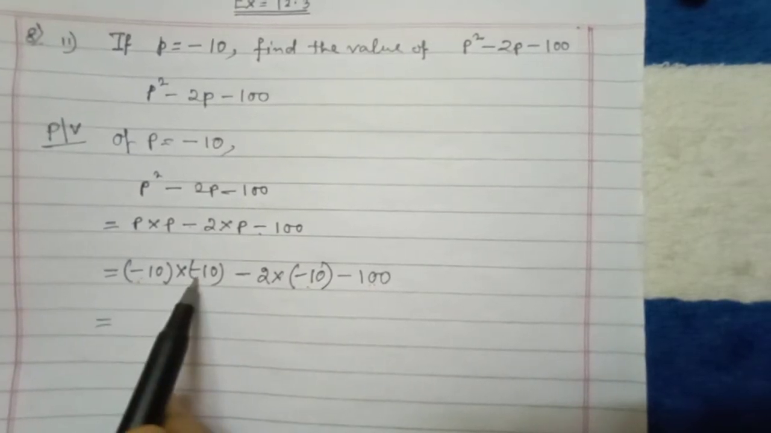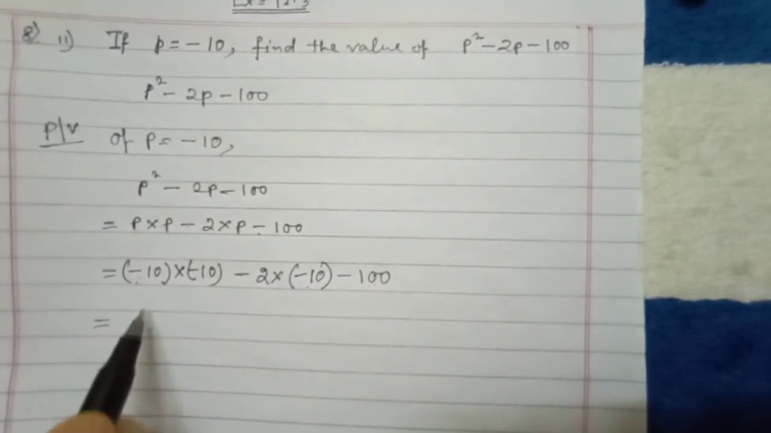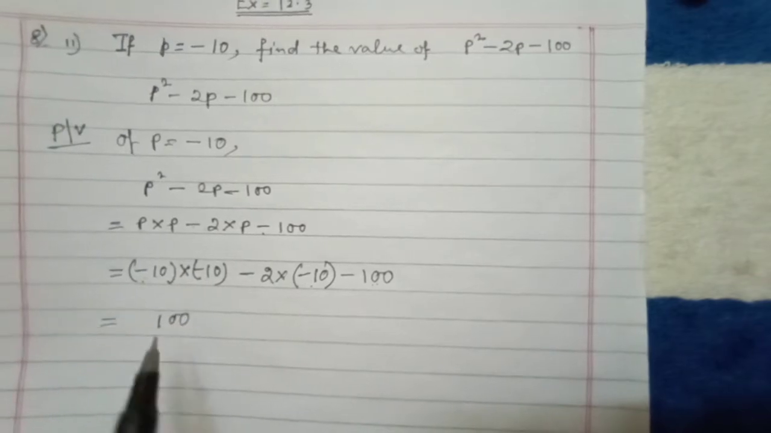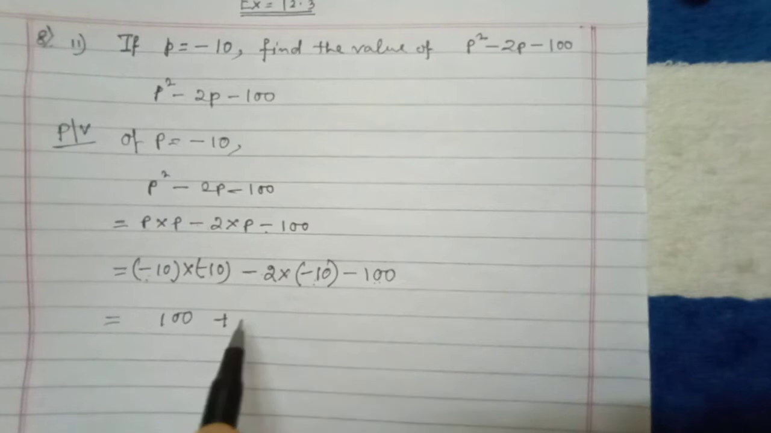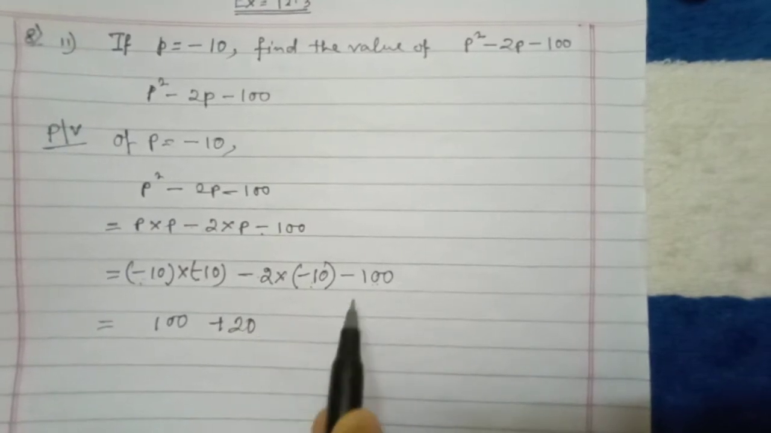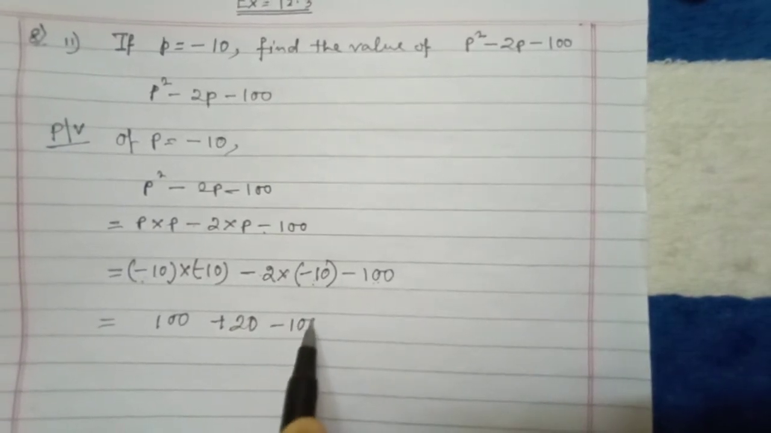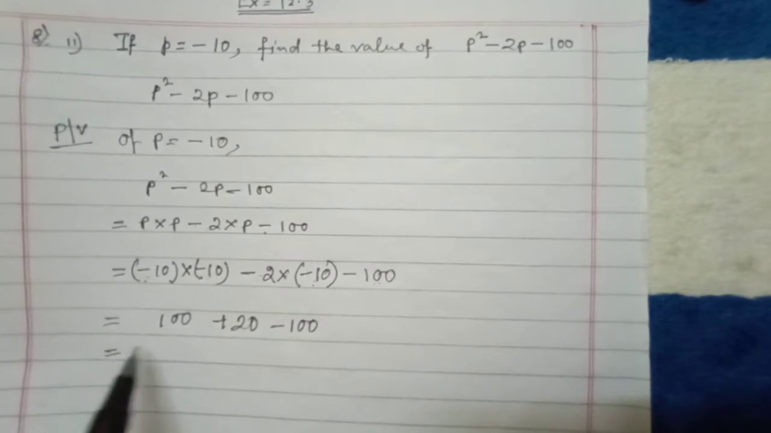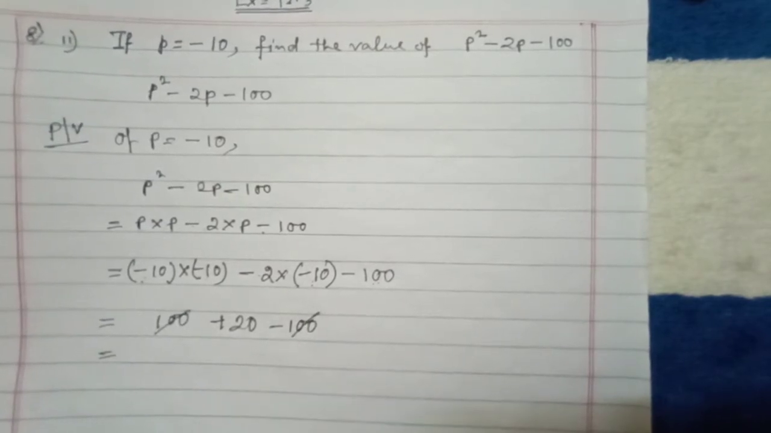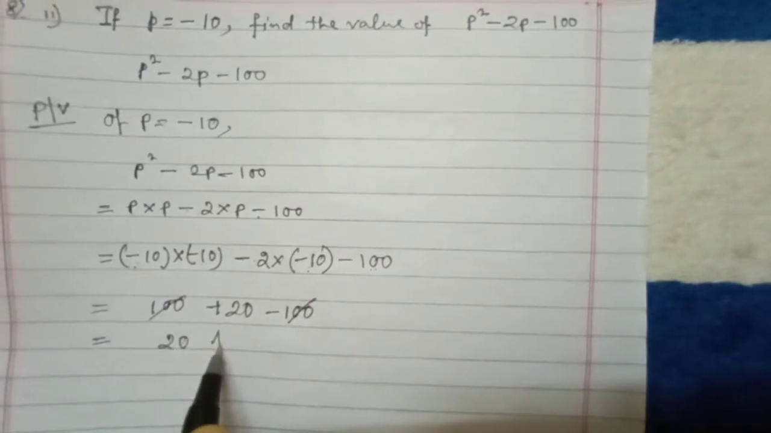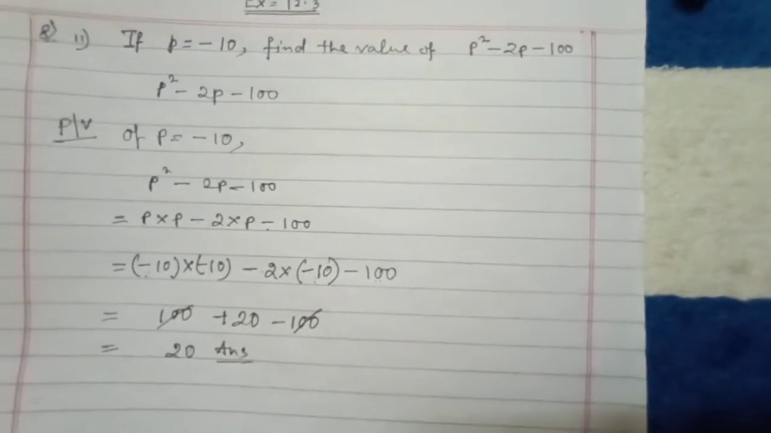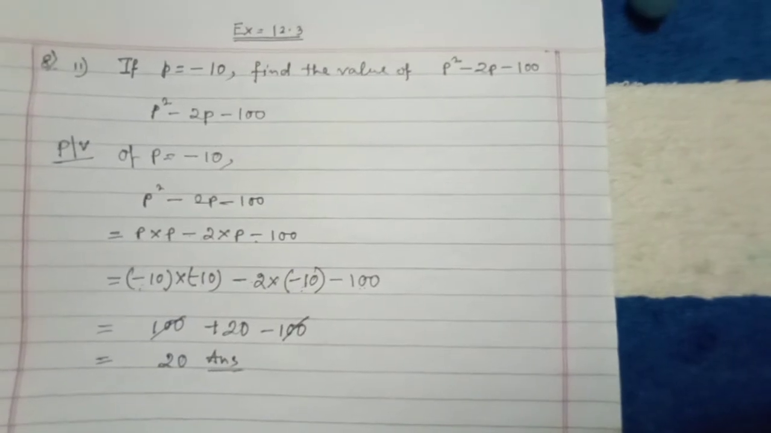Now minus into minus plus, 10 into 10, 100. Minus into minus again plus, 2 into 10, 20. Minus 100. Then what you can do, 100 and minus 100 you can cancel out, and then the result is 20. Understood?